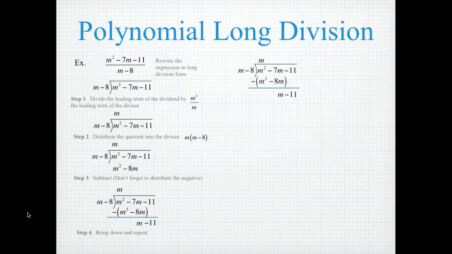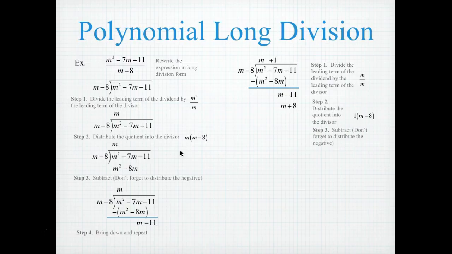So step 1, we have to divide the leading term of the dividend by the leading term of the divisor. So in this case, now we move on to down here. Divide the leading term by the leading term of the divisor. So we have m divided by m, which is 1. And now we distribute, and we get m minus 8 times 1. And now we subtract. Don't forget to distribute the negative. M minus m is 0. Negative 11 minus 8 gives us negative 19.